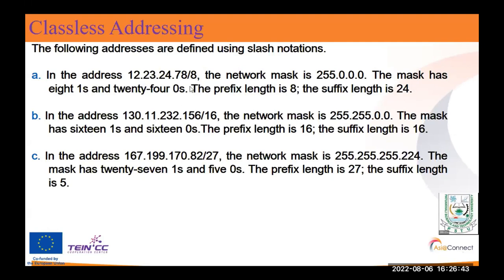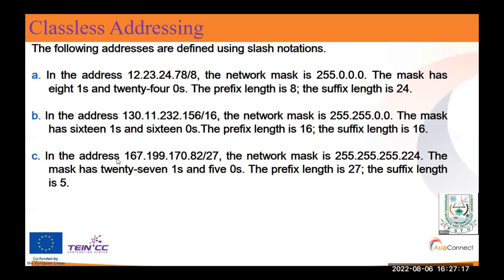In that case, what will be the number of hosts? For /8, the host bits are 32 minus 8, which is 24. So the total hosts will be 2 to the power 24. Similarly for /16, the network mask is this one, because 16 bits are ones. The mask has 16 ones and 16 zeros. The prefix length is 16 and the suffix length is 16.